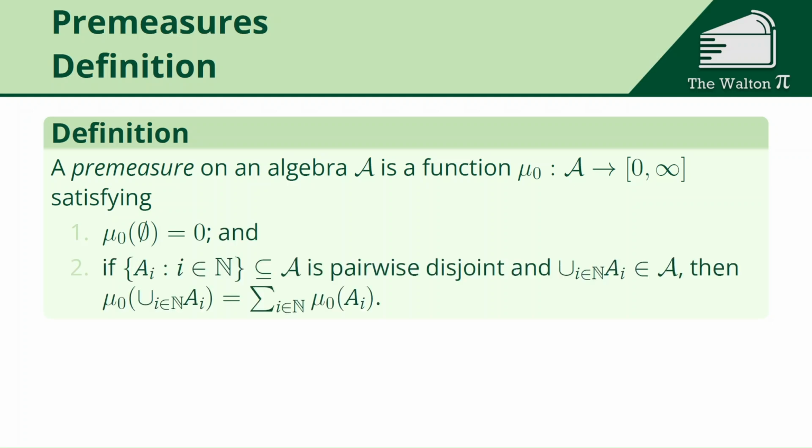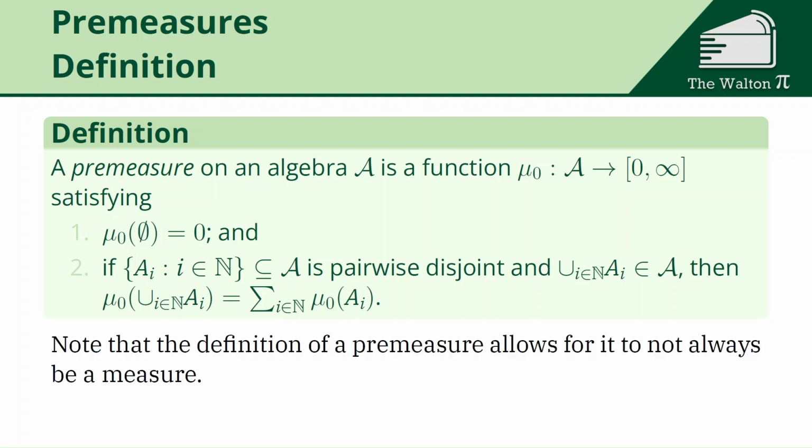And secondly, if a collection of A_i's is pairwise disjoint and the union of the A_i's is in our algebra A, then mu naught of the union of those A_i's has to be equal to the sum of the mu naughts of the A_i's. Note that this definition of a premeasure allows for it to not always be a measure.